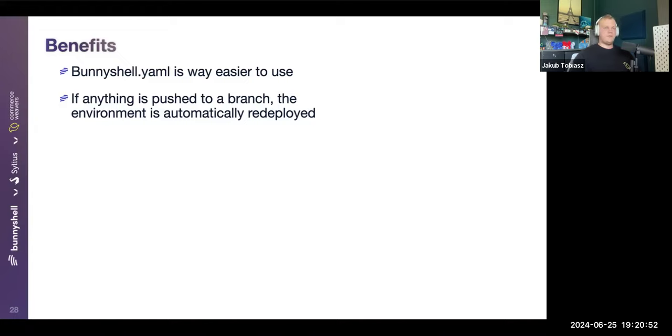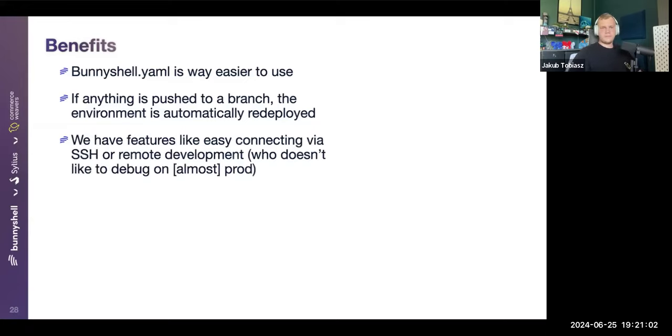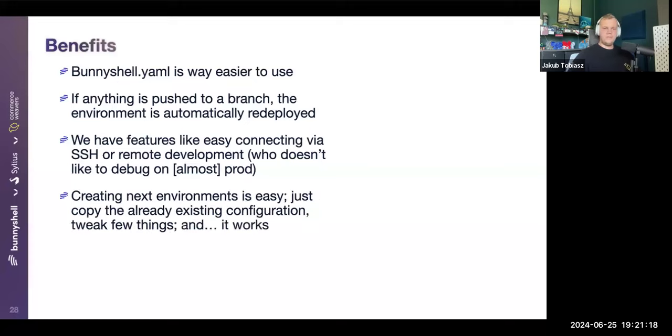So we don't have to, let's say, connect to the server, make a git pull and other things, it's automatically done by Bunnyshell. We have features like easy connecting via SSH or remote development. Who doesn't like to debug on almost production? Sometimes it's needed just to, let's say, dump something. So we are able to connect directly to the pod.